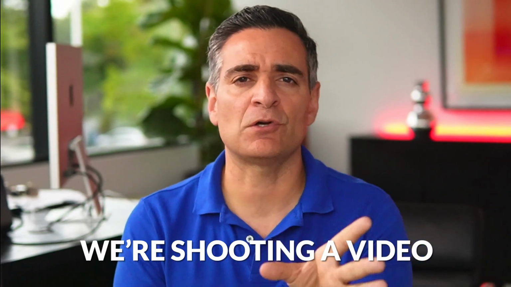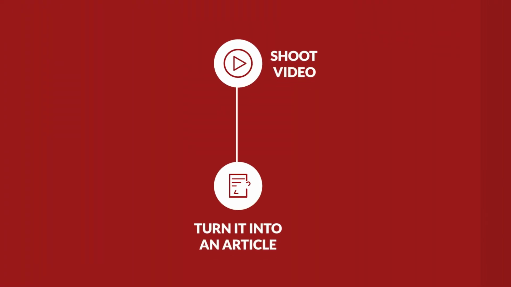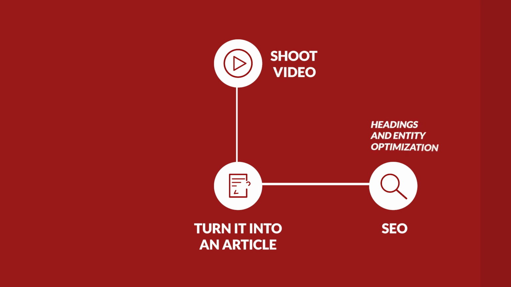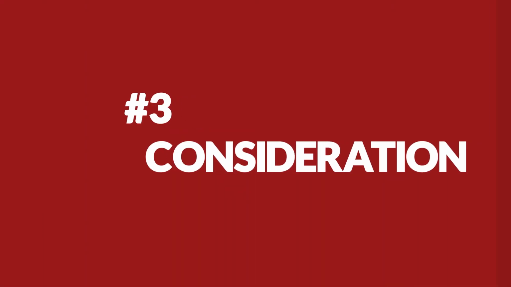Now, what that video needs to look like is a subject for another video. I have one. I'm going to link to it in the description, but you're going to shoot a great video that's going to get turned into an article. It's going to get optimized for search with headings and entity optimization. And in that video, you're going to have a call to action for people to check out other videos or to subscribe or to visit your Instagram to view related videos. And from there, you're going to get this piece of content that you produced. You're going to get in front of them through organic search, and then you're going to nurture that visitor through your social media accounts.